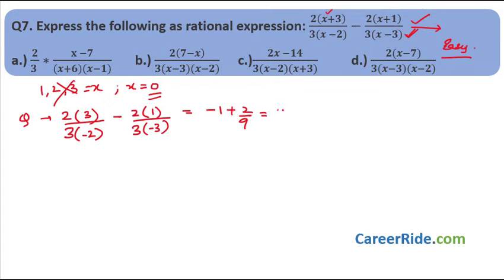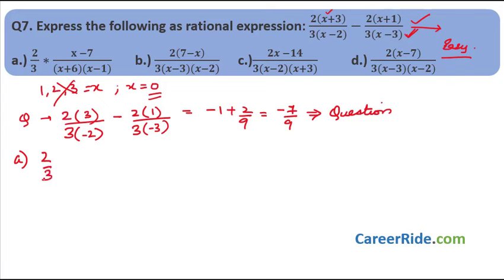This is equal to minus 7 upon 9. So this is actually the value of the expression given to me in the question, right? Now I am trying to find out which of the options here matches this value if I place x to be 0, okay? So my option number A is what?